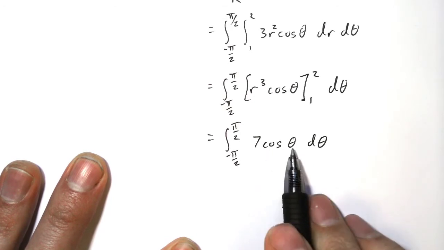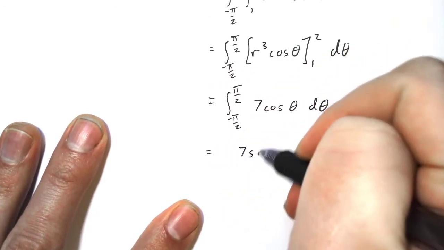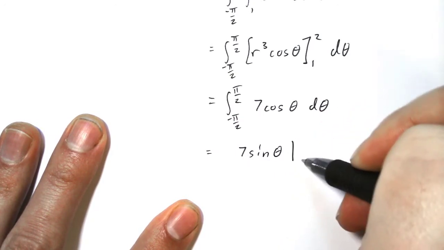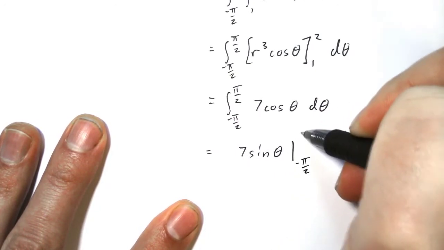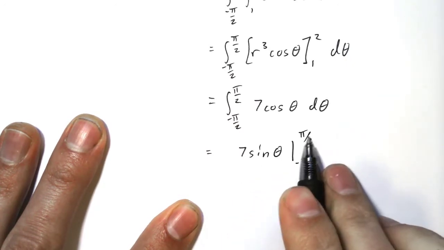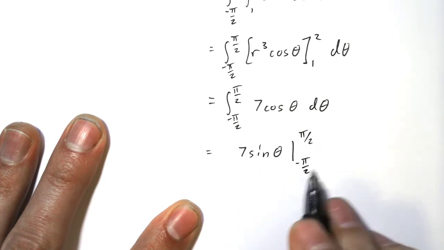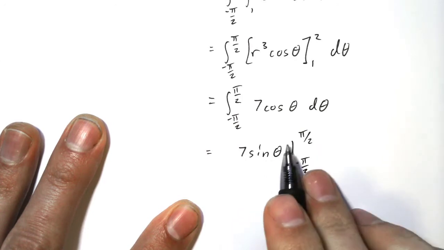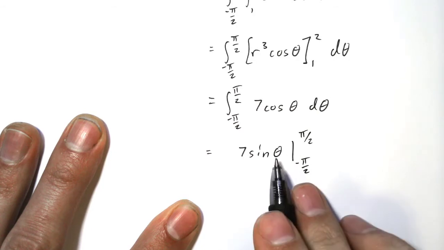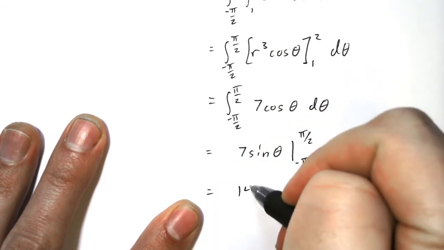Okay, take the antiderivative and evaluate it from minus pi over 2 to pi over 2. Well, sine of pi over 2 is 1. Sine of negative pi over 2 is negative 1. 1 minus negative 1 is 2. So we just get 2 times 7, that's 14.